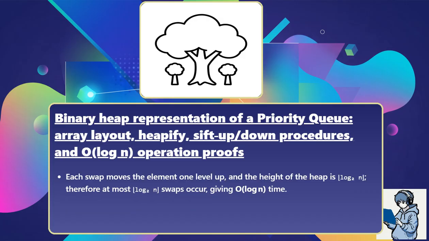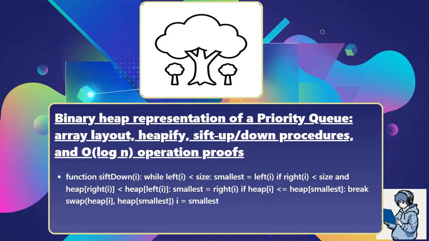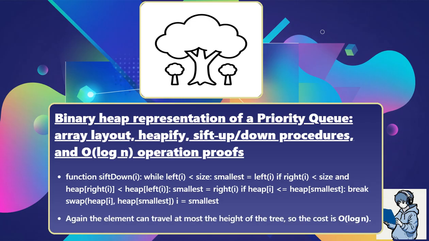Each swap moves the element one level up, and the height of the heap is floor of log base 2 of n. Therefore, at most floor of log base 2 of n swaps occur, giving big O of log n time. Function siftDown(i): while left(i) is less than size: set smallest to left(i). If right(i) is less than size and heap[right(i)] is less than heap[left(i)], then set smallest to right(i). If heap[i] is less than or equal to heap[smallest], break. Otherwise swap heap[i] with heap[smallest], then set i to smallest. Again, the element can travel at most the height of the tree, so the cost is big O of log n.